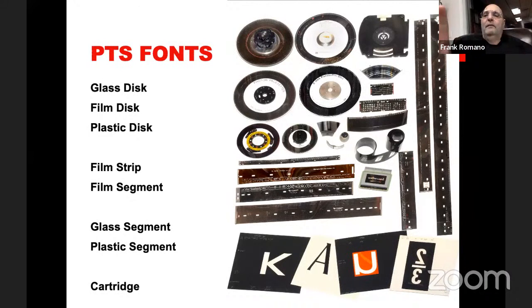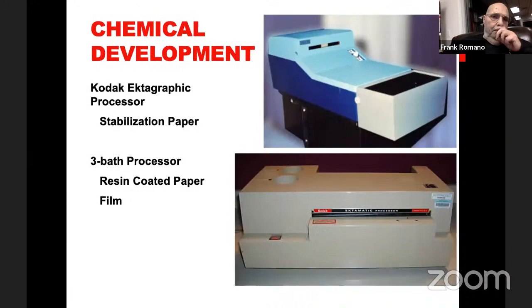Now, phototypesetting is based on photo material, film or paper. Most typesetting was done on paper. And because many of the early users were newspapers, stabilization paper was developed by Kodak. Now, that's the processor at the bottom there. It's called the Ekmatic. And it had two chemicals, two little bottles stood up on the left-hand side. One had a developer and one had a fix in it.